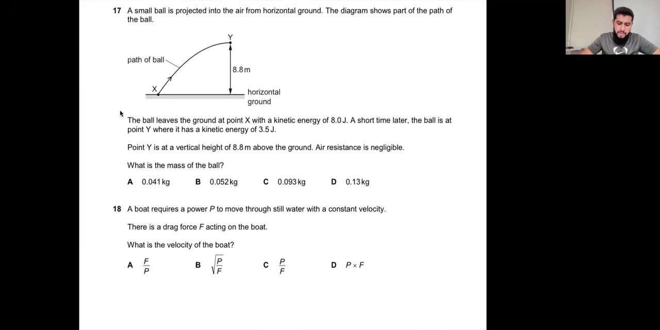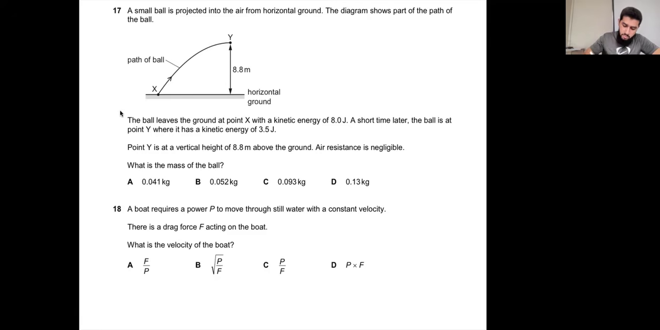A small ball is projected into the air from horizontal ground. The diagram shows part of the path. The ball leaves the ground at point X with a kinetic energy of 8 joules. A short time later, the ball is at point Y where it has a kinetic energy of 3.5 joules. Point Y is at a vertical height of 8.8 meters above the ground.